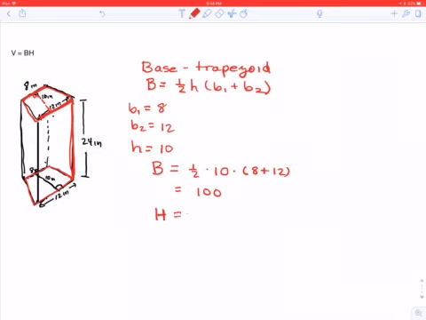Now the height, that H, is the distance between those two parallel bases. So H is 24. The volume is the area of the base times the distance between those bases. So 100 times 24 equals 2,400. And we're in inches, so it would be cubic inches.